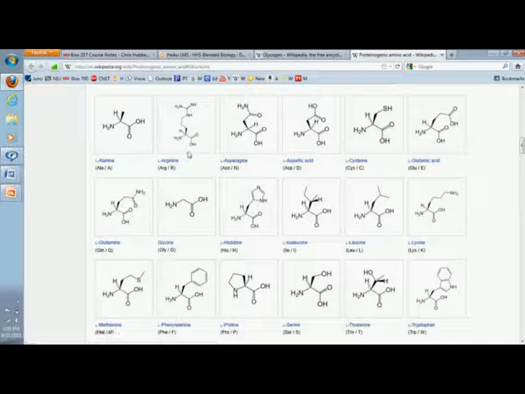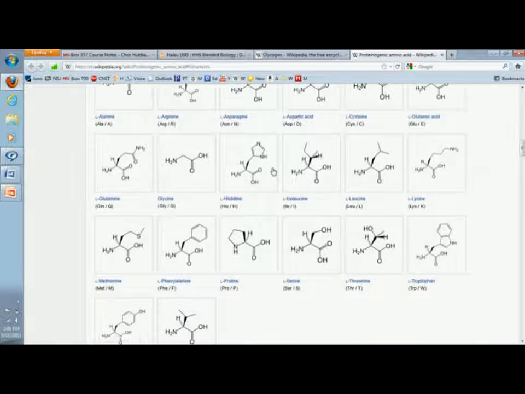This is arginine, and here's my amino acid joke. What's a pirate's favorite amino acid, right? Arginine. I know, that's pretty lame, but that's my amino acid joke.